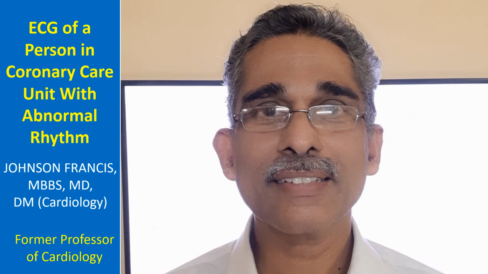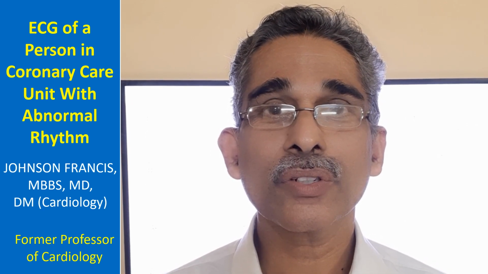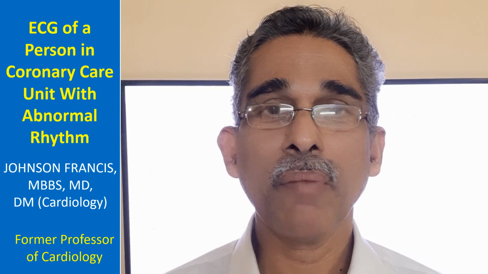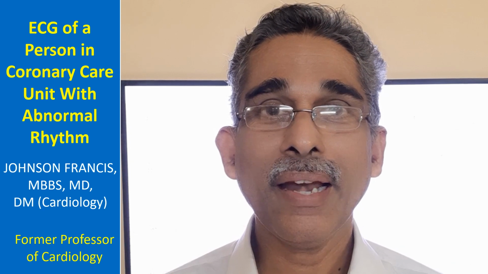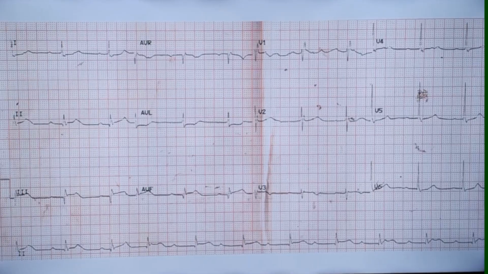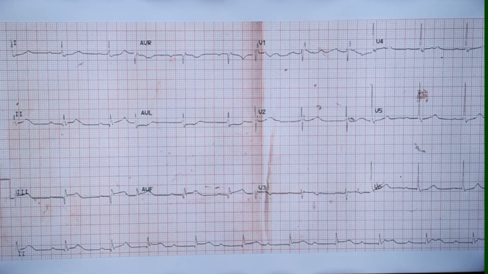Now we will discuss the ECG of a person admitted in the acute intensive care unit. We will see what is the abnormality in the ECG, mainly focus on the rhythm of the ECG. So in this ECG we will be focusing mainly on the rhythm. You can see that there is a P wave here.